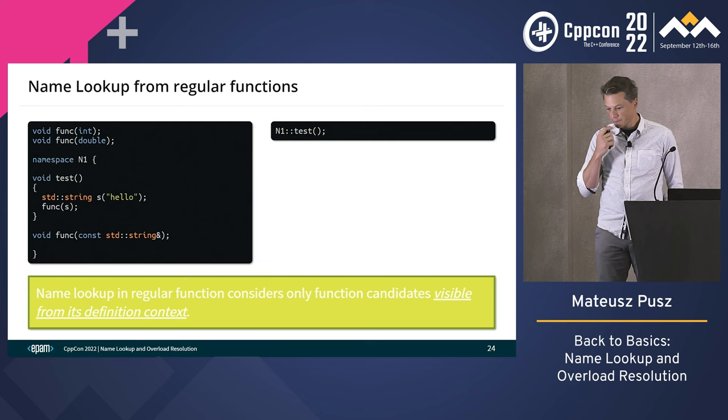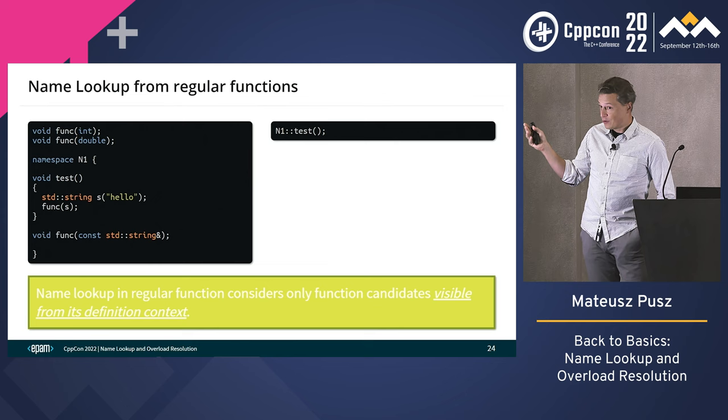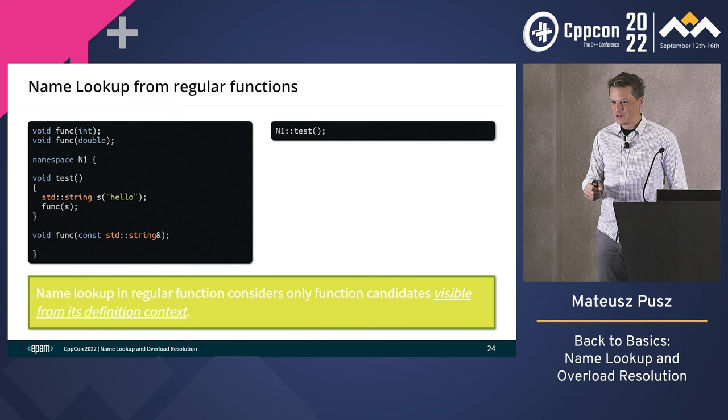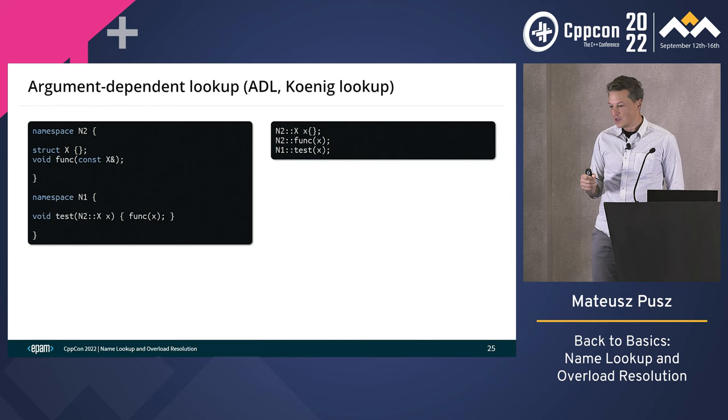So then lookup in regular functions considers only function candidates visible from its definition context. It is reasonable, and maybe this slide doesn't have much sense here, but it has. I can promise you later on we'll be talking about function templates. You will find out that the behavior differs. That's why it's important to say that functions behave differently than function templates in this case.